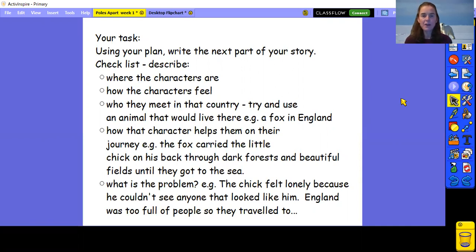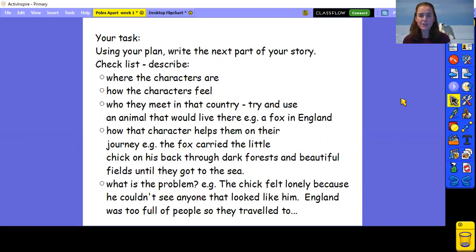So, for example, I've said that they might meet a fox in England. How does that character help them on their journey? And I've given you an example here. It says, the fox carried the little chick on his back through the dark forests and beautiful fields until they got to the sea. Then what is the problem they face?